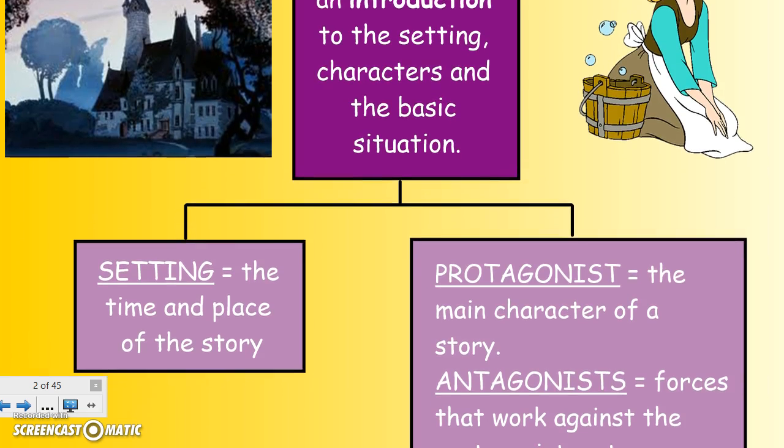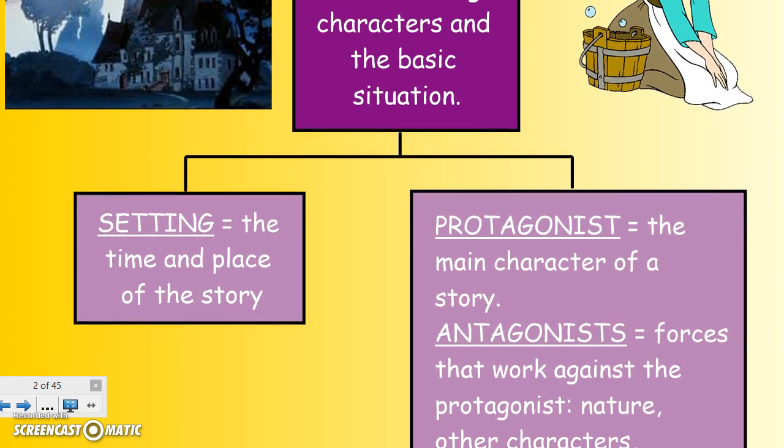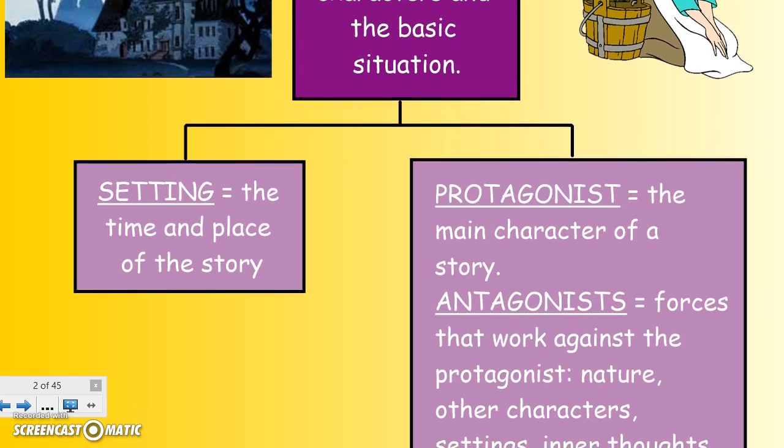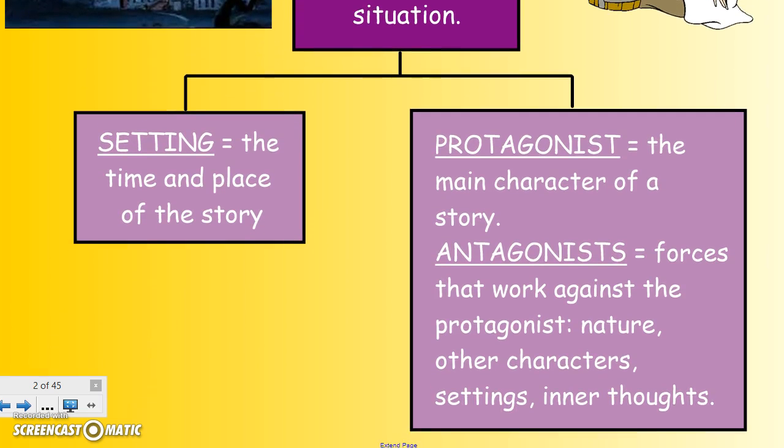The characters can be broken up into two different types. You have the protagonist, the main character of the story. So this would be Cinderella. And the antagonists, or the forces that work against the protagonist. It could be nature, like a hurricane or an avalanche. It could be other characters. It could be settings, or it could be the inner thoughts and feelings of a character that are being the antagonist. In the story Cinderella, the antagonists are the stepmother and stepsisters.